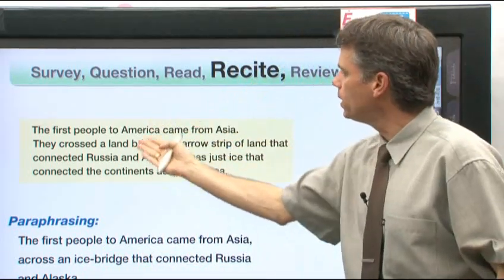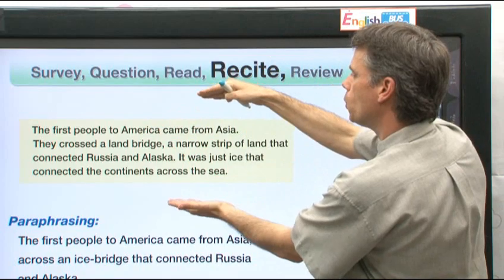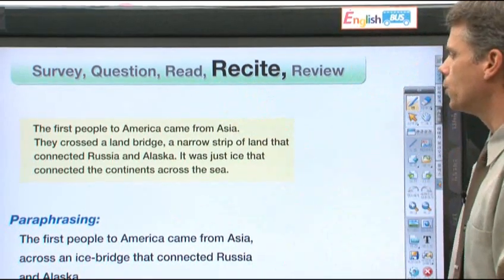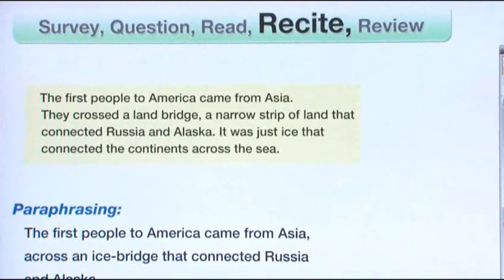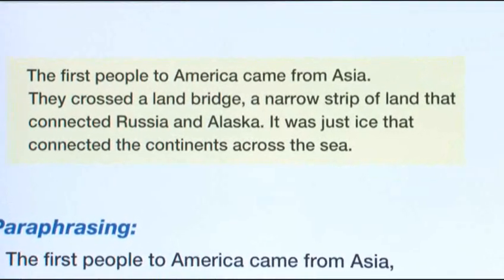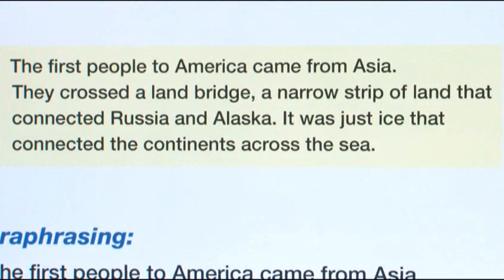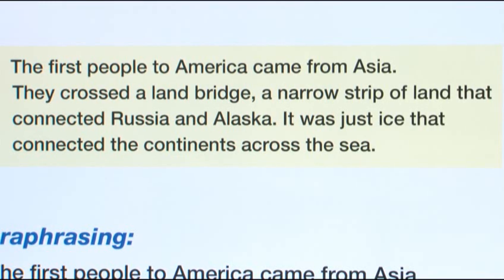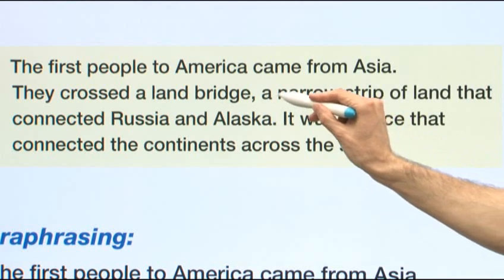Here is one piece from the story, and I wrote it again for you. It says, the first people to America came from Asia. They crossed a land bridge, a narrow strip of land that connected Russia and Alaska. It was just ice that connected the continents across the sea. Okay, finished.